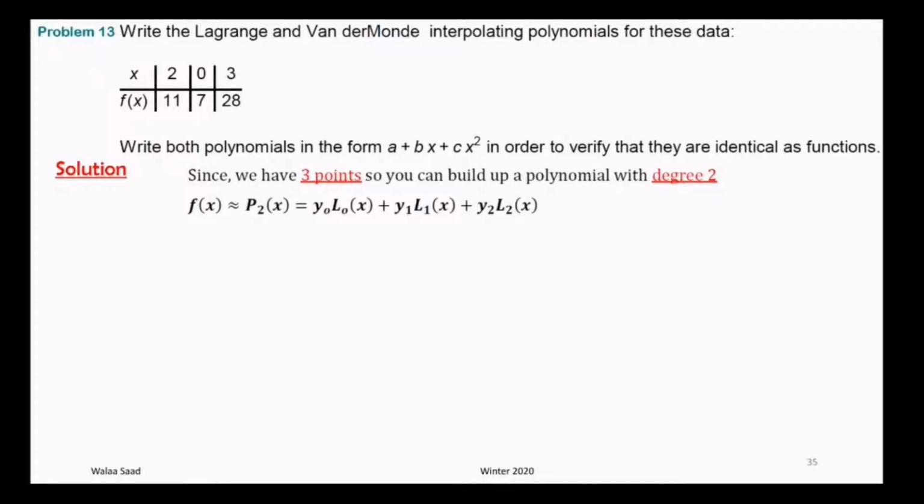So let's go back to problem 13. Here we need to interpolate using the Lagrange method. We have 3 points, so we are establishing a polynomial of degree 2, and this is the form of the Lagrange interpolation polynomial. Y0, Y1, Y2 are given in the data. We need to compute L0, L1, and L2.